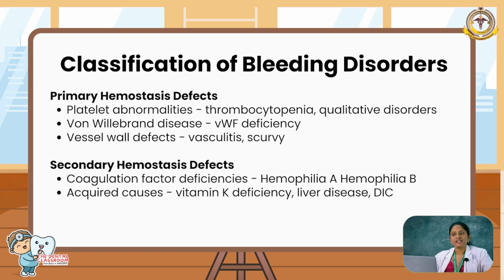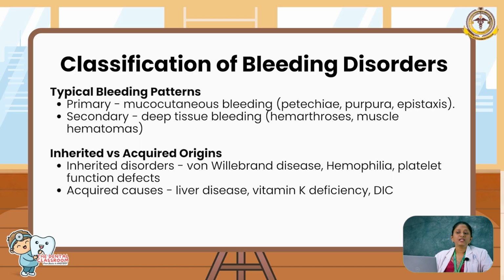Secondary hemostatic defects mostly involve the coagulation factor deficiencies, the most common of which are hemophilia A, which is factor 8 deficiency, and hemophilia B, which is factor 9 deficiency. We can also have acquired causes like vitamin K deficiency, liver disease and disseminated intravascular coagulation. Typically, in primary hemostatic defects, the patient will present with petechiae, purpura and epistaxis. In case of secondary hemostatic defects, it is deep tissue hematomas and hemarthrosis.